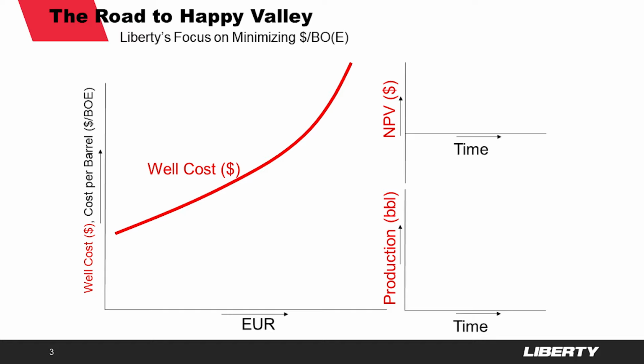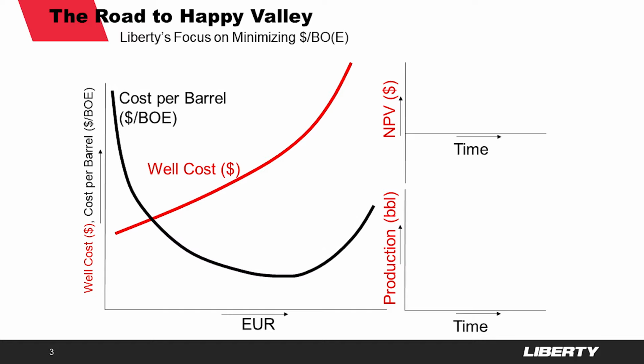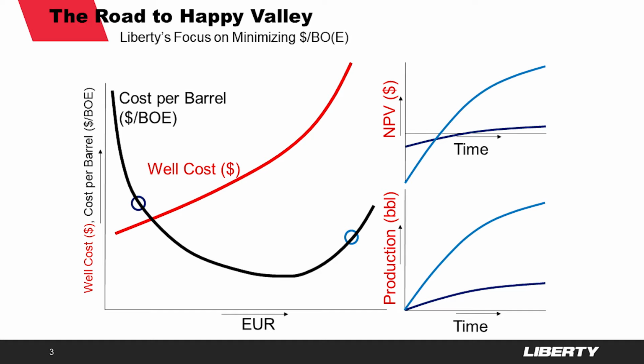So if we're taking that particular line and then dividing that line by the total estimated ultimate recovery of the well, we get a graph or a line that looks something like this here in black that we call the cost per barrel of oil, or dollars per BOE curve.